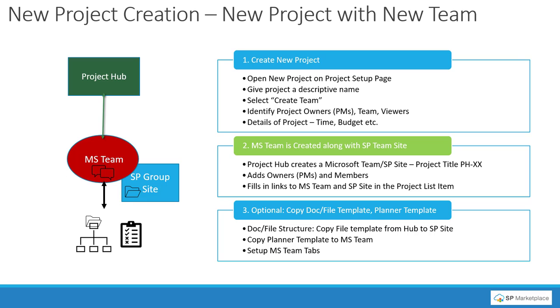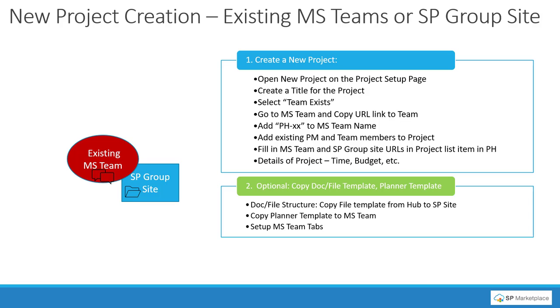Okay, let's look at the next option you have. Now, what if you've already got an existing team out there? You've already been using Teams for project management and for the team to work in, but now you actually want to connect that to Project Hub. Well, in this case, what you're going to do is go into Project Hub and create a new project. You're going to select, instead of create a new team, team exists.